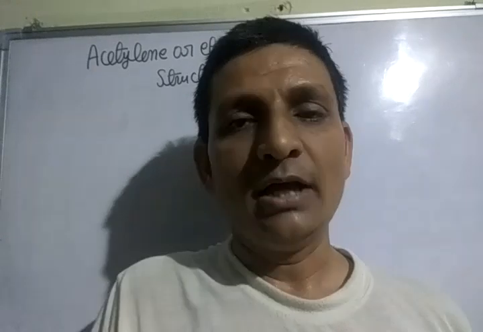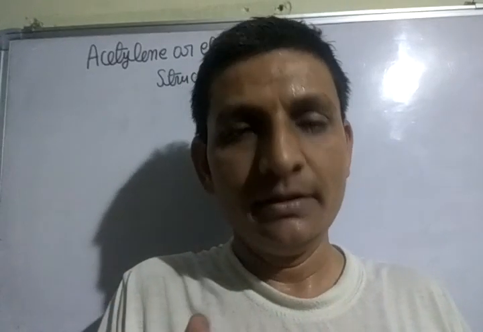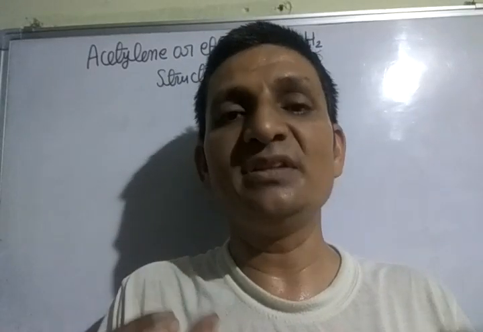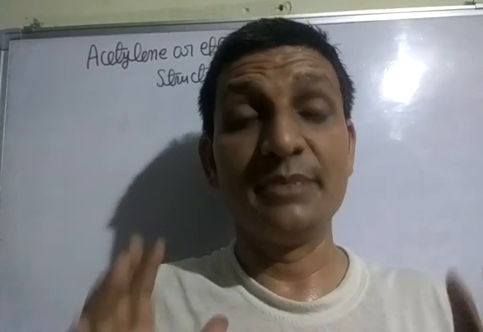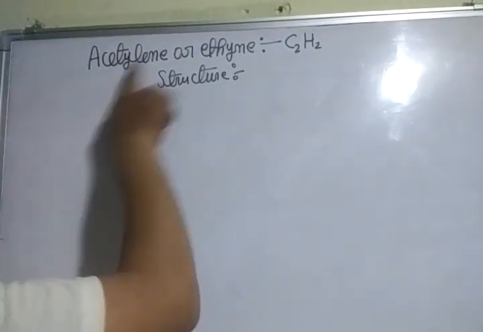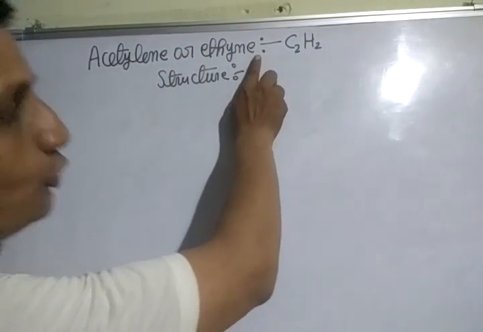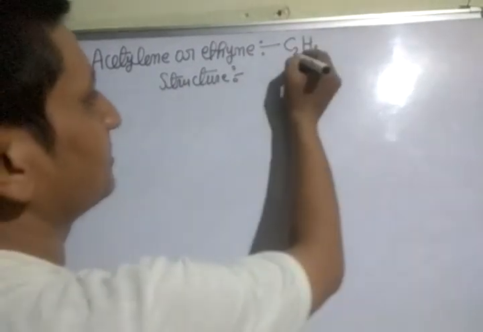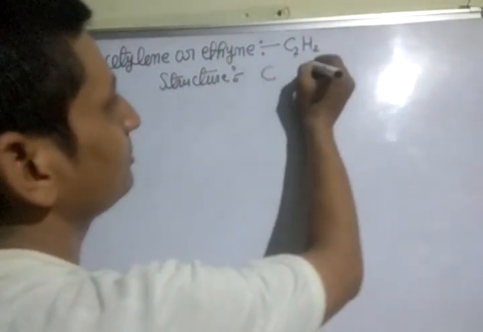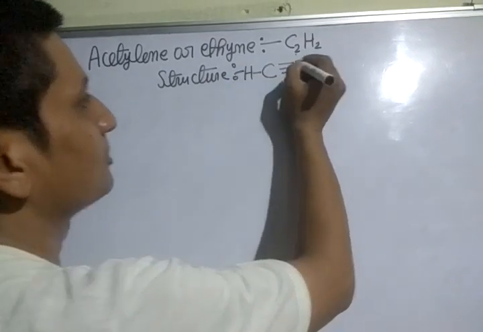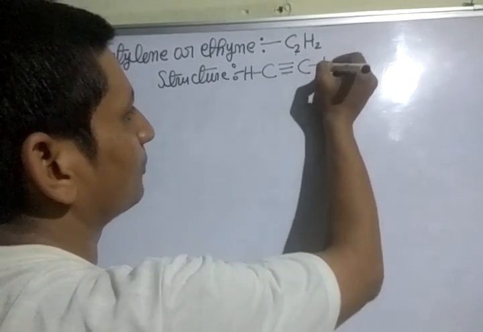Now dear student, in this video we will study about ethyne. Ethyne is the IUPAC name, its common name is acetylene. It is discovered by the scientist Wilson. Acetylene or ethyne, its molecular formula is C2H2. Its structure has 2 carbons, with each carbon bonded to one hydrogen: CH triple bond CH.